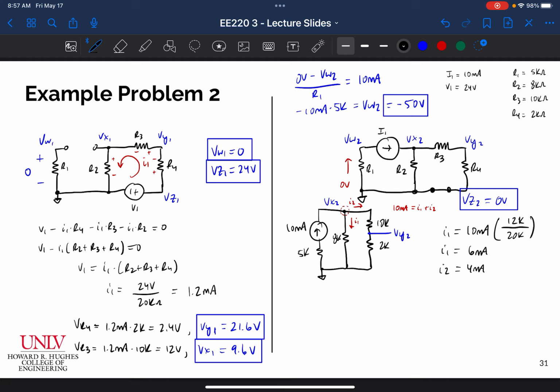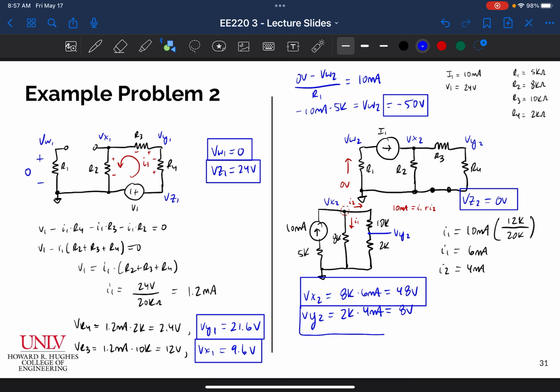So right now I can very quickly find VX2, which is 8K times I1, and that's going to give me 48 volts. And I can find VY2, which is just 2K multiplied by my current through that loop, and that's going to give me 8 volts, okay? And so I've got VX2, I've got VY2.